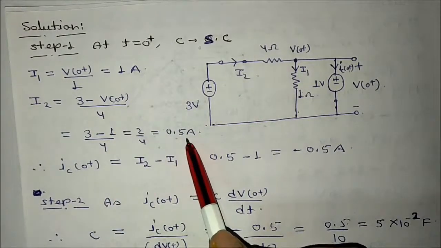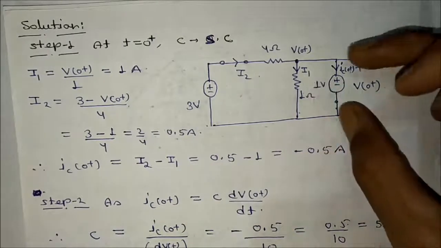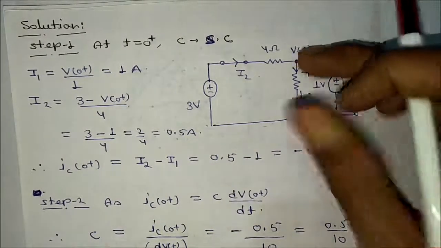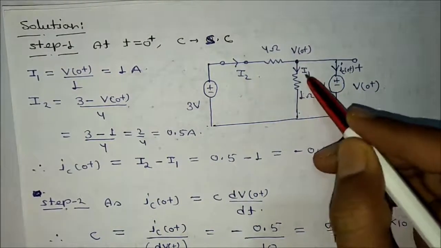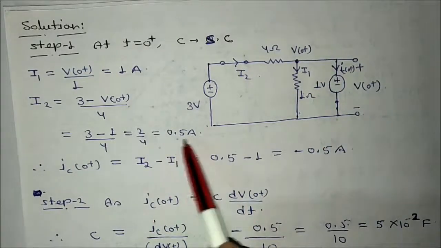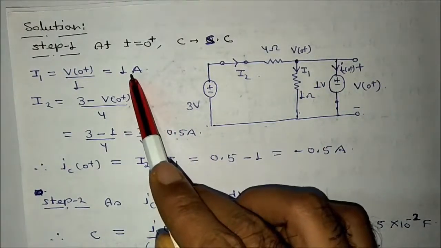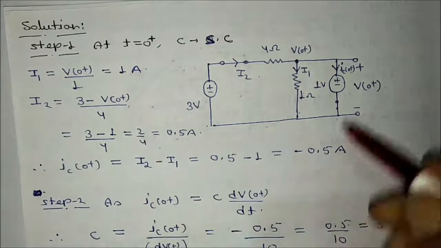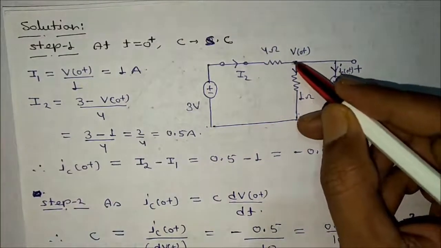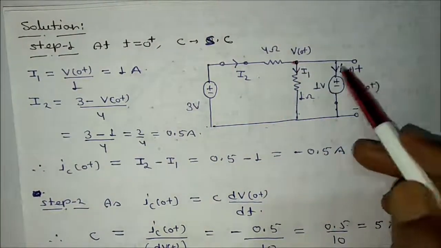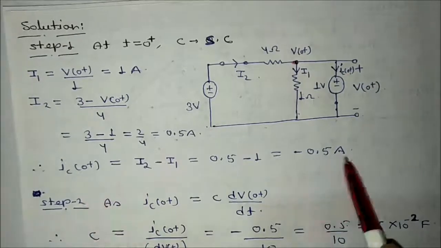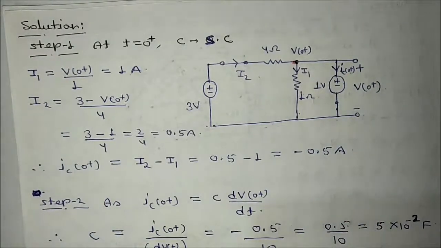Is it okay? Okay. Now see, this voltage is 1 volt. This voltage is also 1 volt. So 1 divided by 1, this I1 current is equal to 1 ampere. So we can apply KCL here. If you apply KCL here, IC 0 plus you will get is equal to minus 0.5 ampere.